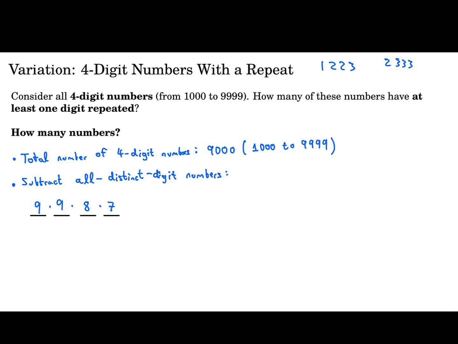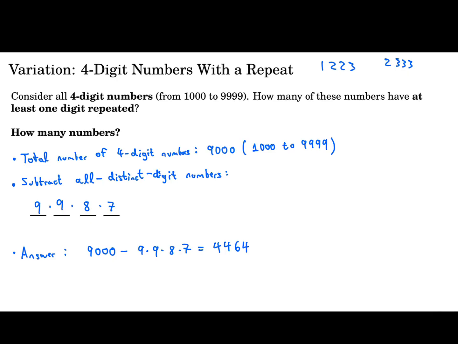So our answer is going to be 9,000 minus 9 times 9 times 8 times 7. And if you compute this, this will give you 4,464. So let's recap a bit.